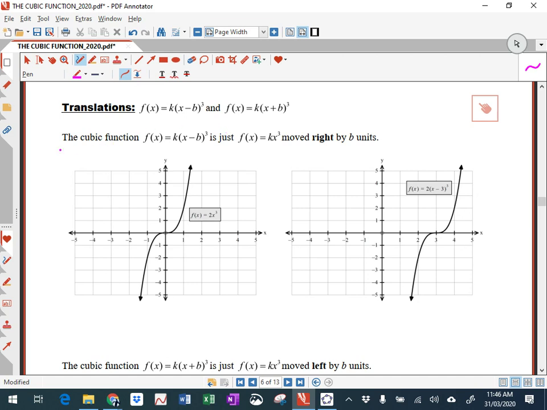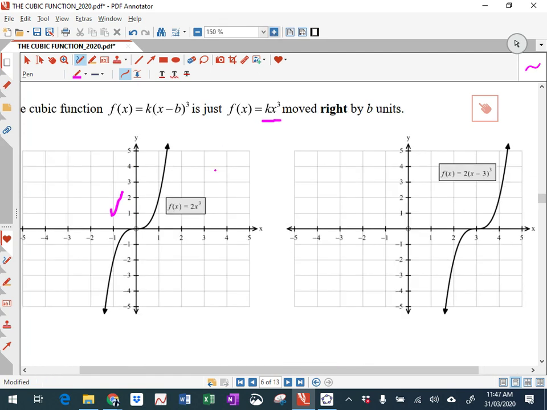Okay. So we're going to look at something of the form kx minus b cubed and kx plus b cubed for f of x. Now, the cubic function kx minus b cubed is just the basic cubic, kx cubed, moved right by b units. Have a look. Here's 2x cubed, and here's 2x minus 3 cubed. Look what's happened. Your point of inflection has moved to 3. So the whole function has moved 3 units right.